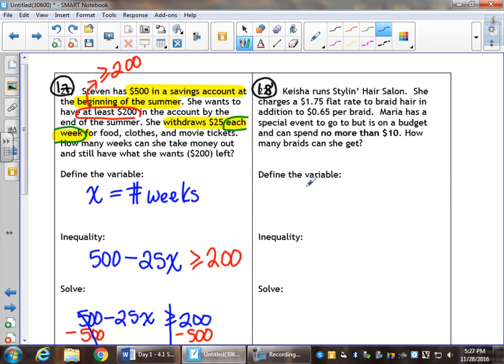Keisha runs Style and Hair Salon. She charges a $1.75 flat rate to braid hair in addition to 65 cents per braid. We know that that's going to be important, so let's circle that. Maria has a special event to go to, but is on a budget and can spend no more than $10. How many braids can she get? Well, I already identified per braid, so I know x will be number of braids. See if you can build this inequality on your own, and then we'll compare.